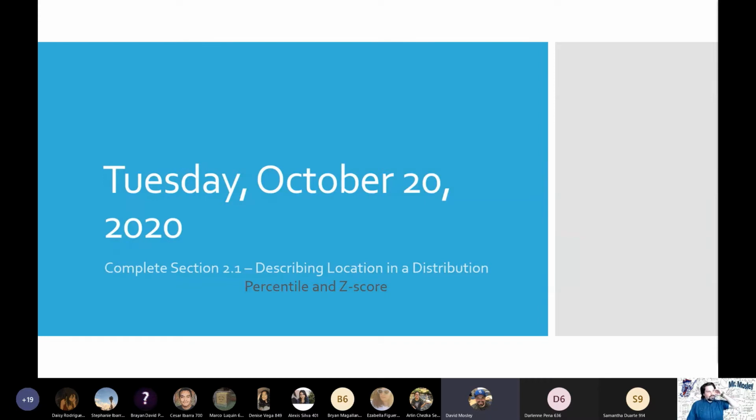It is Tuesday, October 20th, 2020, the year that never ends. We are going to be completing section 2.1 about describing location in a distribution, dealing with percentile and z-score. We're continuing where we left off last week.